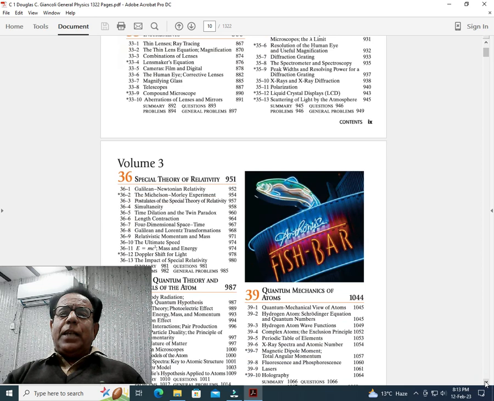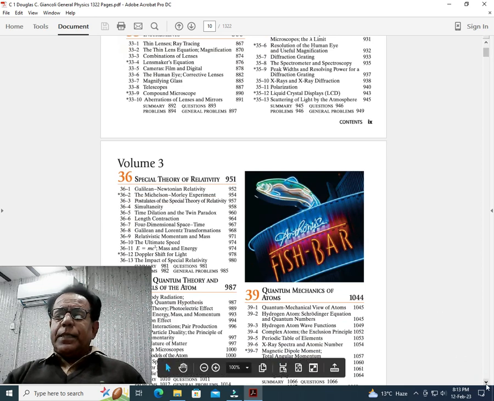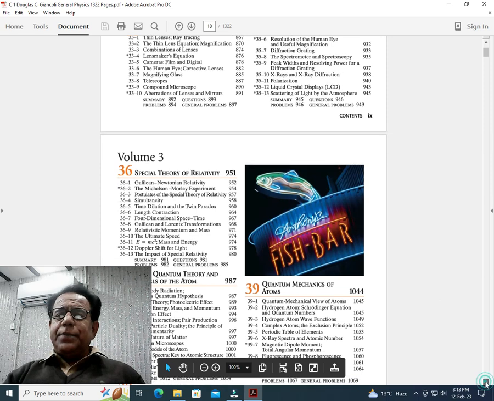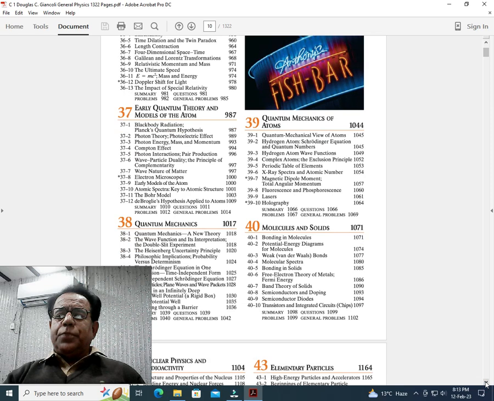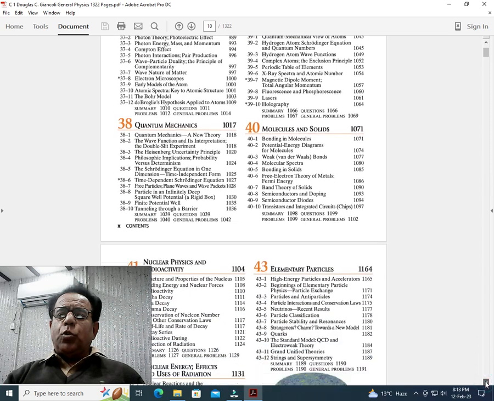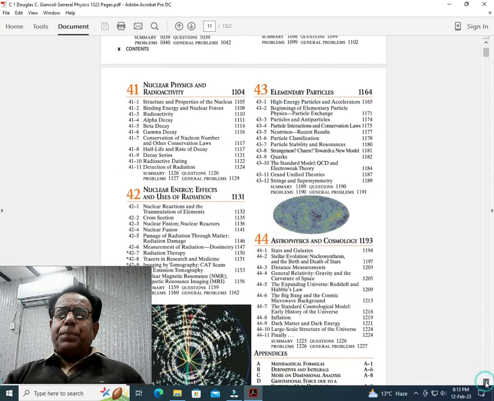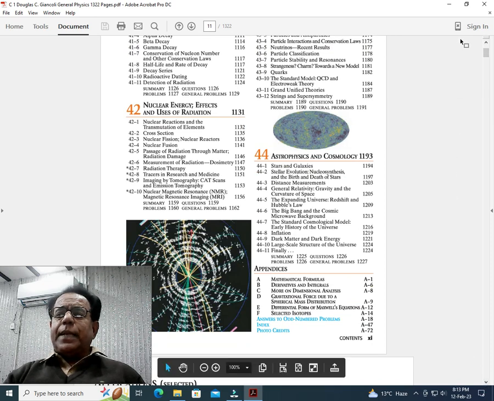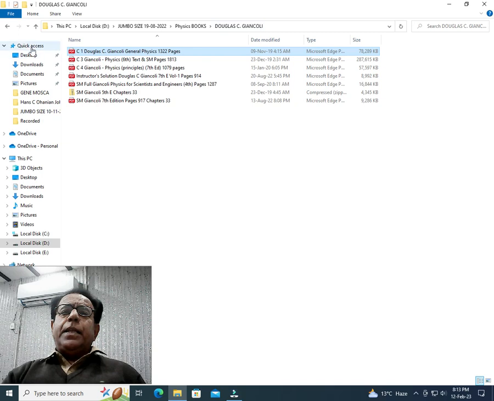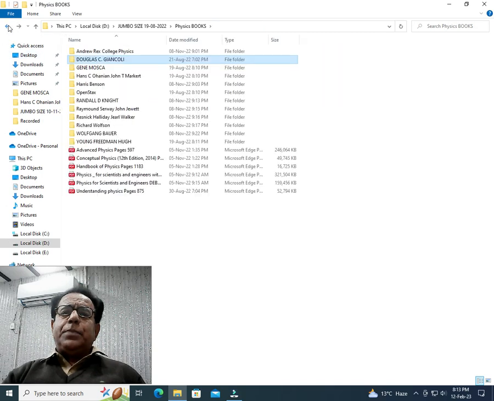This third volume is about modern physics. From here the special theory of relativity and other topics of modern physics are included. The last chapter is chapter number 44, astrophysics and cosmology. Now we move to the next book.